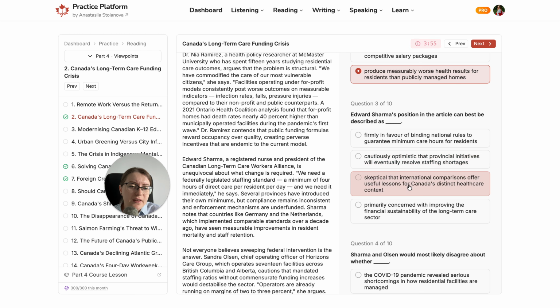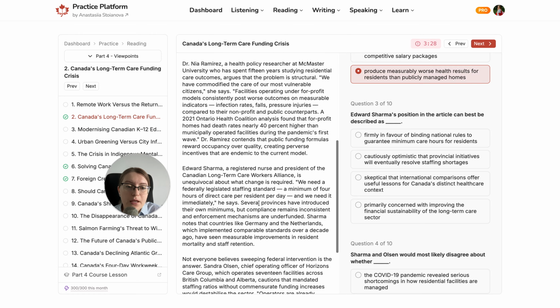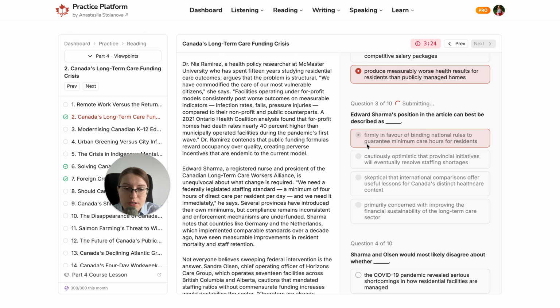Does he really say that? Skeptical? Does he really say skeptical? Actually, I would say Sharma is more positive, and this person wants it as soon as possible. We need it immediately, they say. "Primarily concerned with improving the financial sustainability of the long-term care sector" is actually a concern of somebody else. If we keep reading the text, this is the concern of Sandra Olsen. So which one would you choose? The correct answer would be the first one.